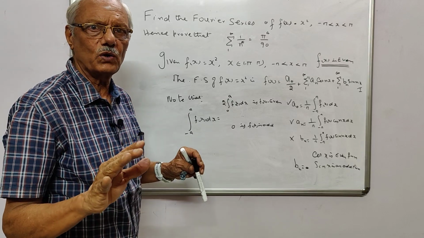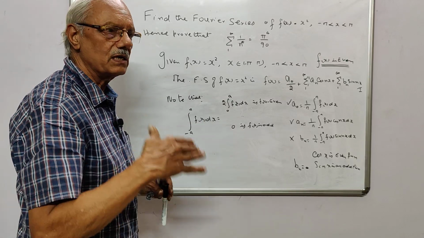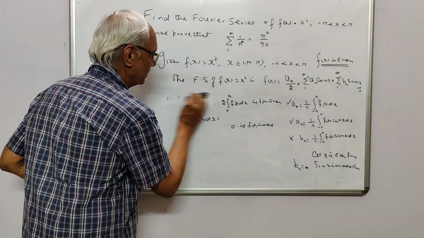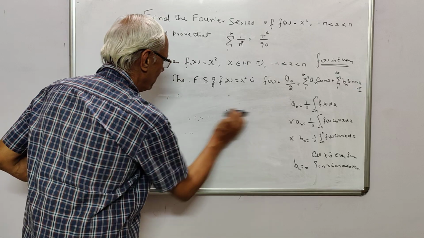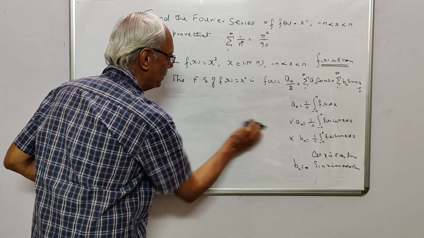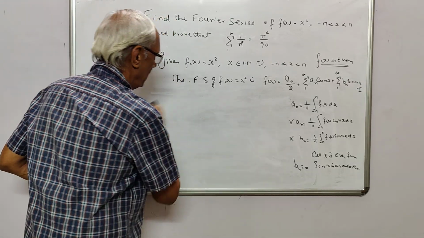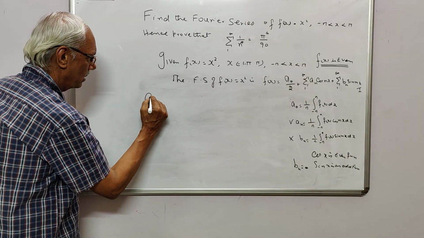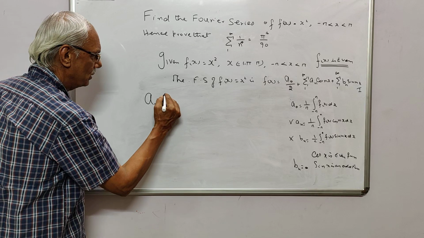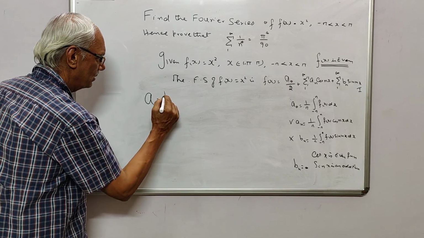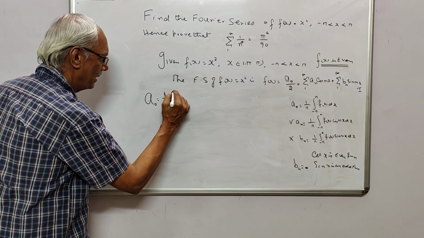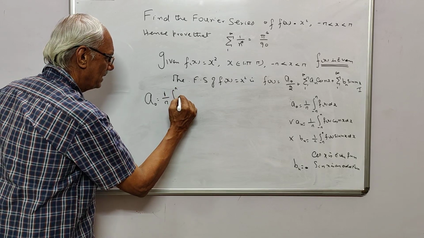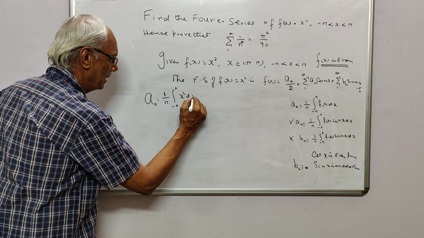So are you clear with this, what I am talking here? Now let us start finding this one. Let me find what is my A0. A0 is equal to, I will write here, 1 by pi, minus pi to plus pi, x squared dx.